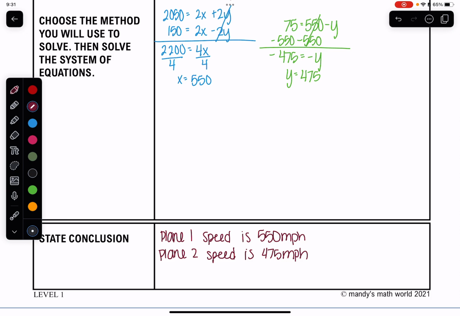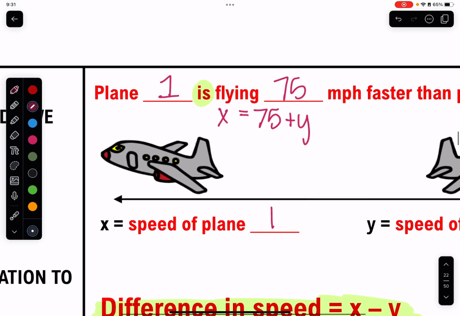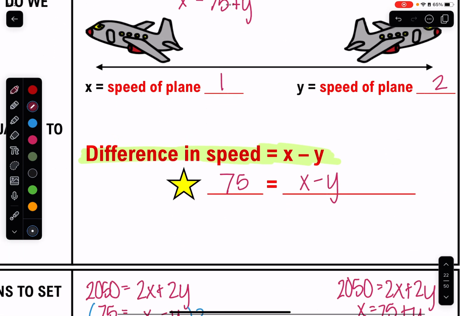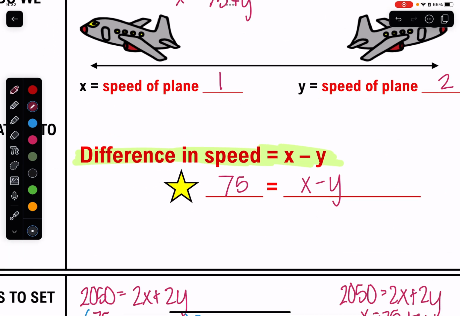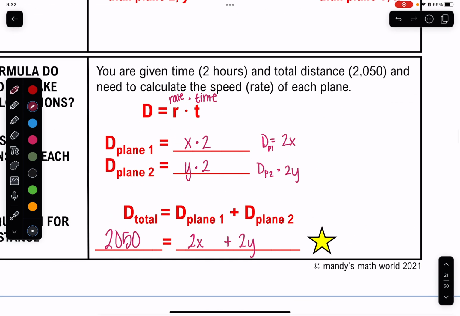Now that we have our answer, it also helps us look back at how we set up those equations. If you weren't sure about x equals 75 plus y, we're saying plane 1 is 75 miles faster than y. If I know y is 475, I add 75 to that, and that gives me plane 1 speed. If you don't like that way of thinking, use this little formula: difference of speed is x minus y. I think everyone last year did a pretty good job with distance equals rate times time. So I like these notes.